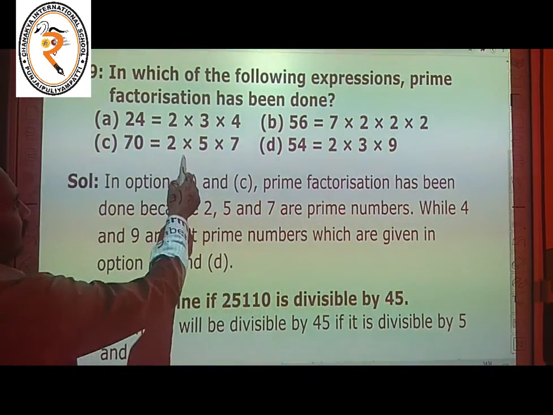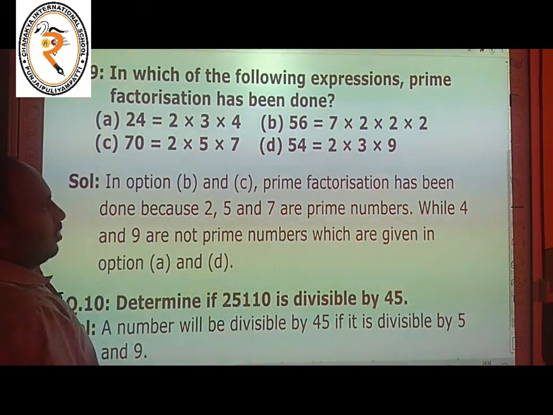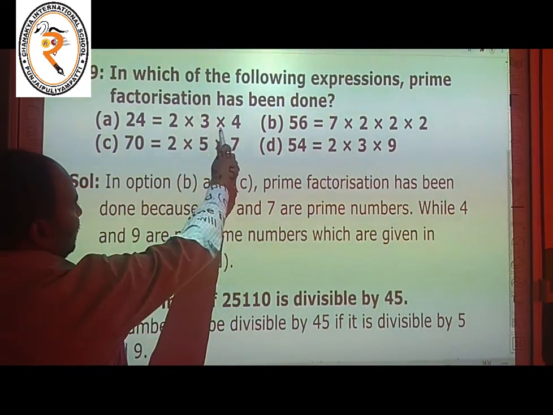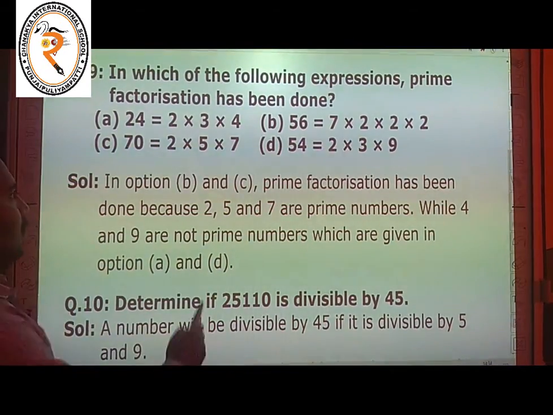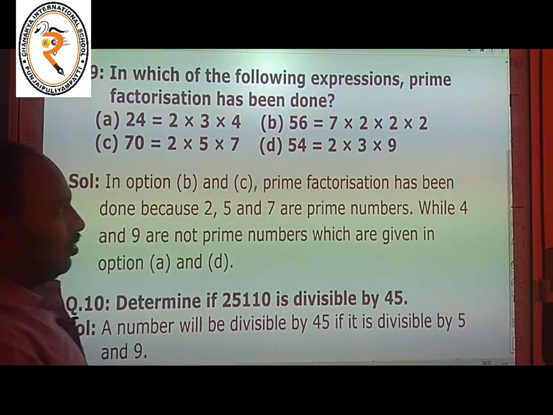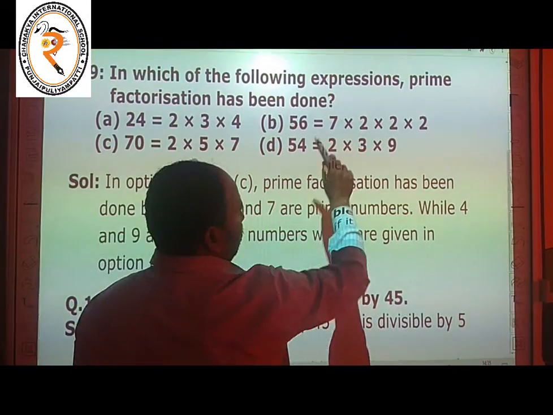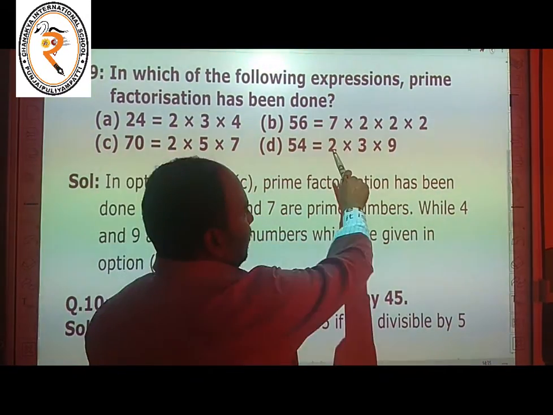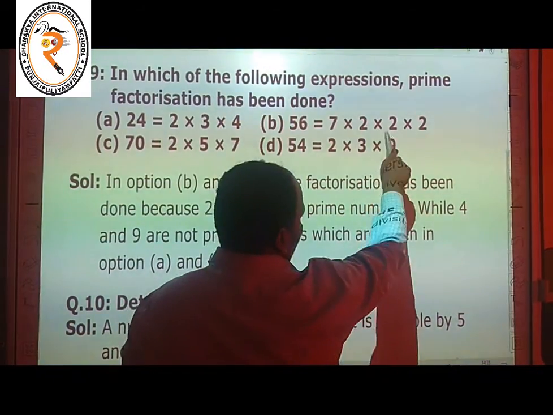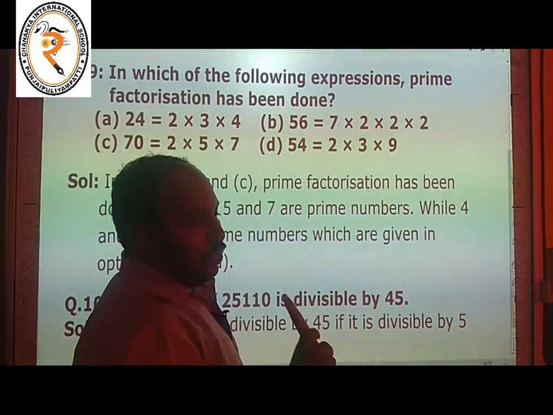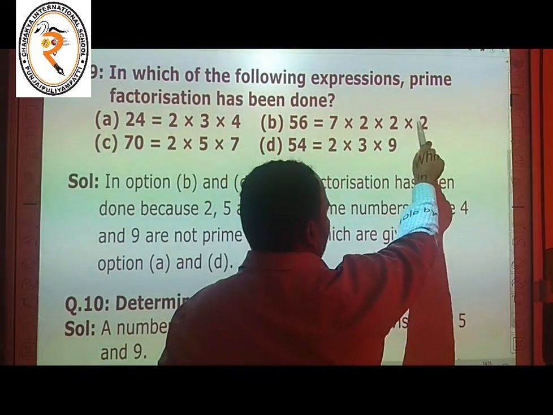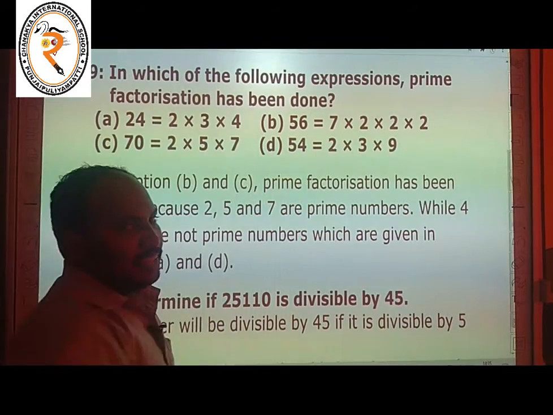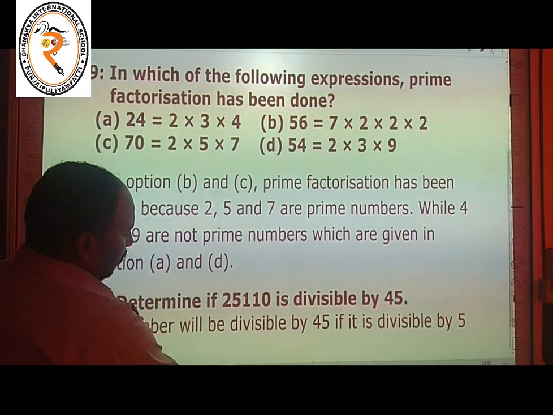Listen here. 2 3s are 6, 6 4s are 24. So 24 is equal to 24. Here 56: 7 2s are 14, 14 into 2 is 28, 28 into 2 is 56. So 56 is equal to 56.